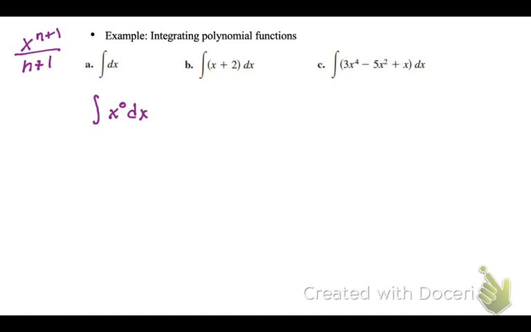I thought x to the first degree was always 1. No, x to the 0 is always 1. X to the first degree would be whatever x is. So x to the 0 is 1. Okay, so 0 plus 1 is what? 1. So I just get x plus c, correct?